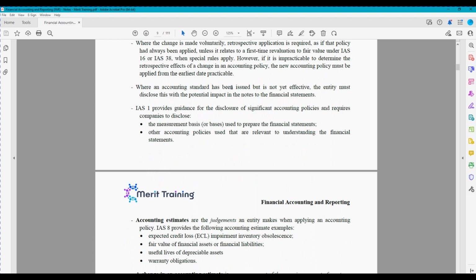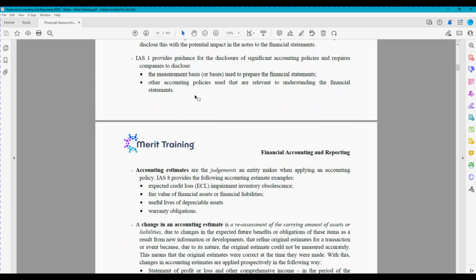Where an accounting standard has been issued but it's not yet effective, the entity must disclose this. IAS 1 provides guidance for the disclosure of significant accounting policies and requires the companies to disclose the measurement basis used to prepare financial statements.